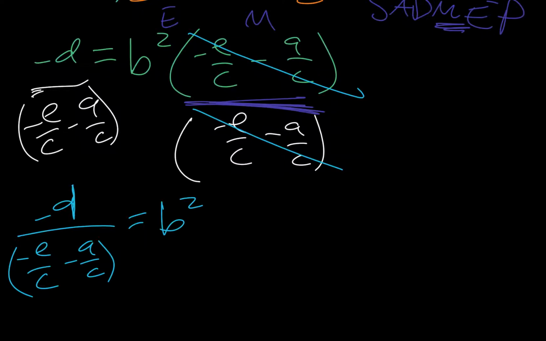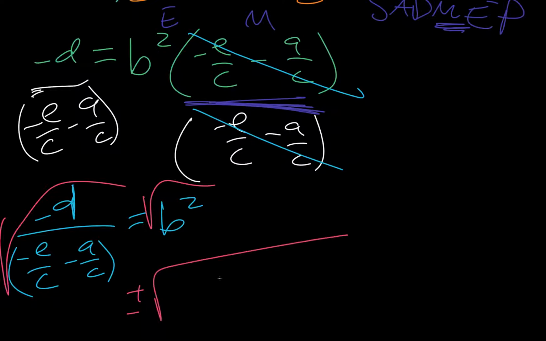Okay, one more step on the algebra. We square root both sides. And when we square root, we add a plus or minus. So we have our negative d over negative e over c minus a over c, and that is equal to b.